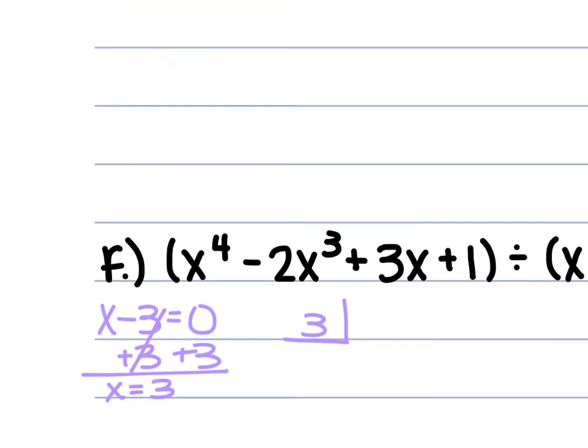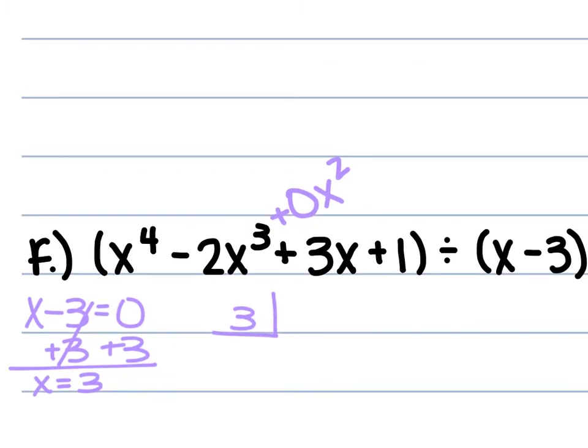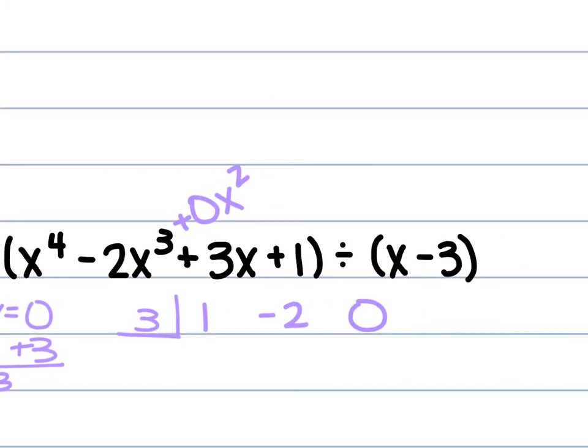Look at your exponents. You have a 4, a 3. You're missing that 2. So you're going to put in plus 0x squared. Then you have an x, then you have a constant. So our coefficients are 1, negative 2, 0, 3, and then our constant is 1.